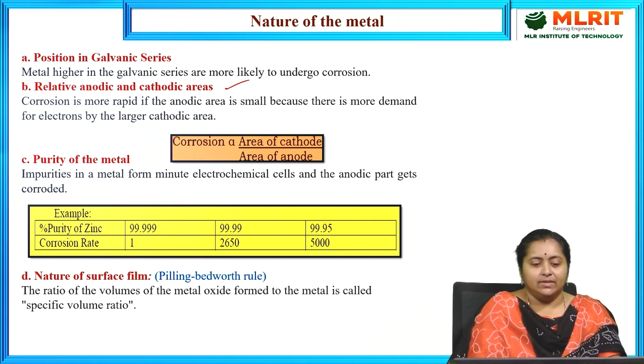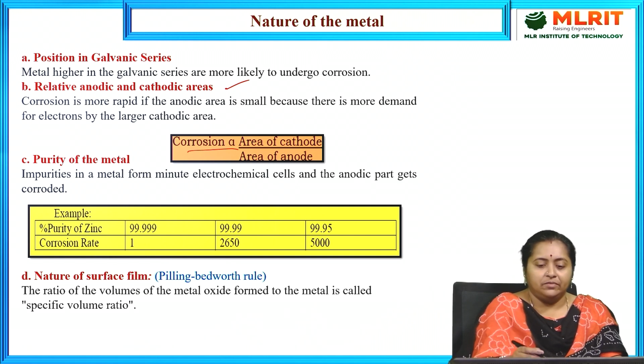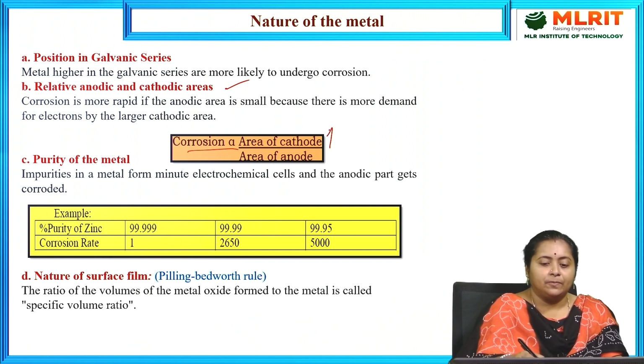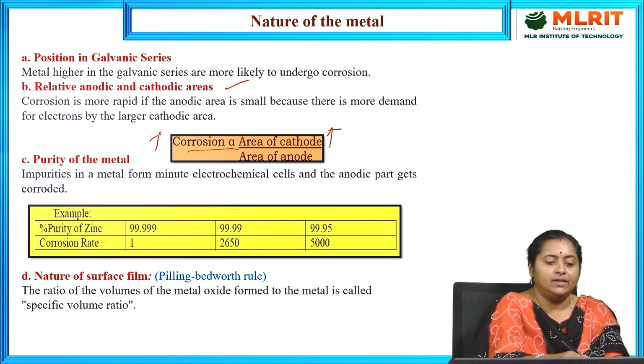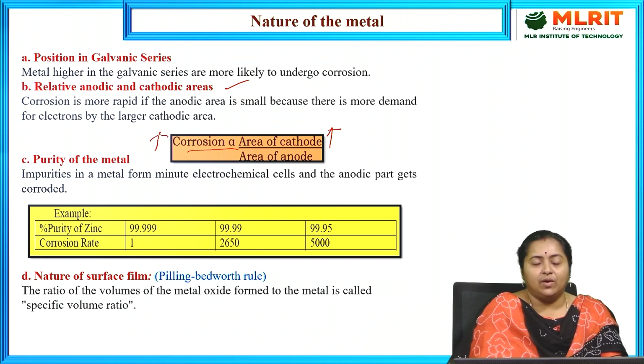So if you notice this relationship, the rate of corrosion reaction is directly proportional to the ratio of the area of cathode to the area of anode. If the cathode area is large, then the rate of corrosion reaction will be high. If the cathode area is small, then the rate of corrosion reaction will be less.